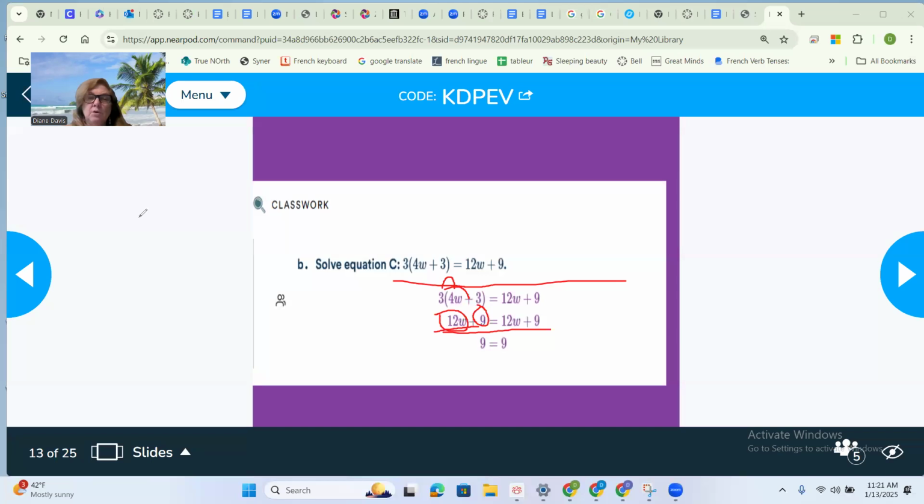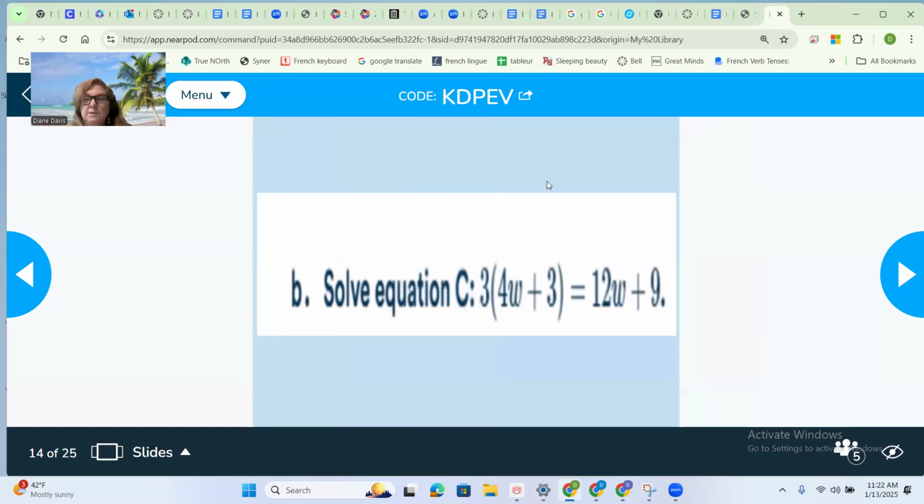So you can't solve it, because when you take away 12W from both sides, you lose the variable, because that takes it away and gives you 0, and you're just left with 9. Take away 9. Okay, so now you do the same thing.